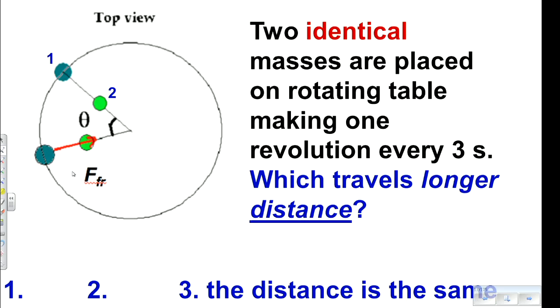That's not a question to answer on a test. That's a question to think about. What do you think? Two identical masses, exactly same turntable, exactly same objects. They travel together. Which travels longer distance? That's not a tricky question. What do you say? One, of course. We can see. Distance is the length of the trajectory. First is long, second is short. All right.